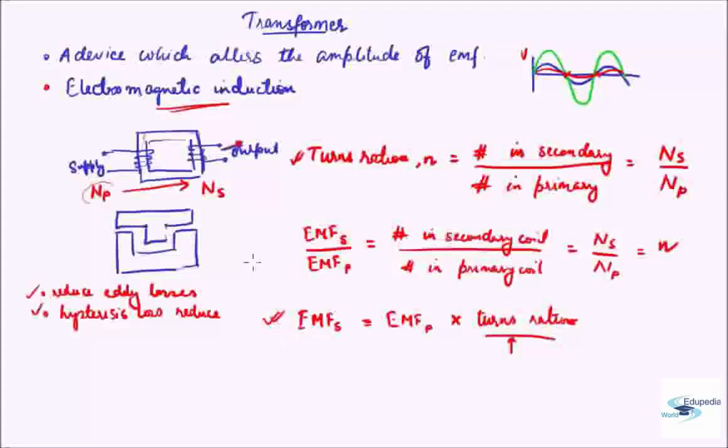Now, one important thing to note is that the power input will be equal to the power output if there are no losses. We are considering the no loss scenario. Okay, so power input will be equal to power output. Now, what is power? Power is equal to V times I. So V primary times I primary is equal to V secondary times I secondary. Therefore, what we see is that in a step up transformer, that is a transformer in which Vs is increasing, the current has to reduce. In a step down transformer where the Vs is decreasing, the current will have to increase.